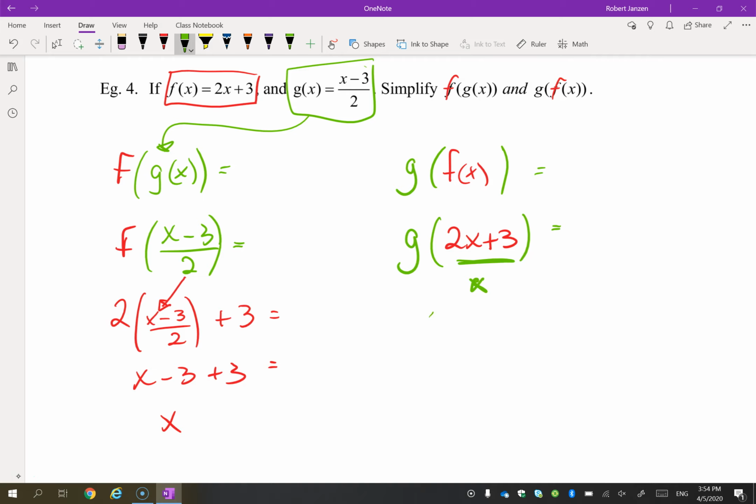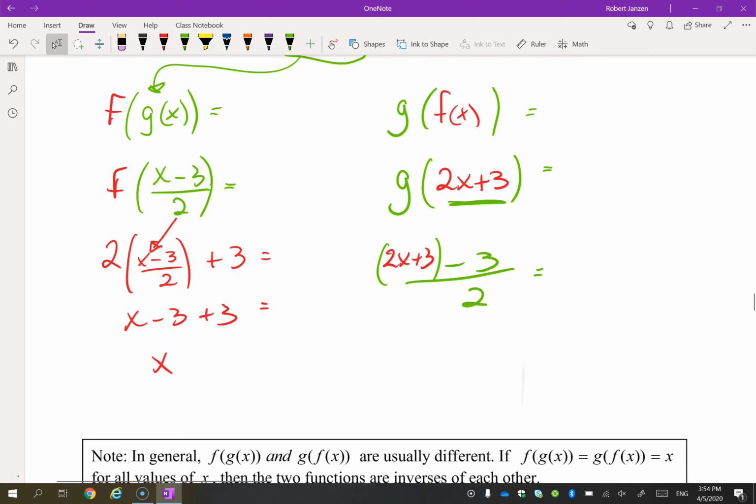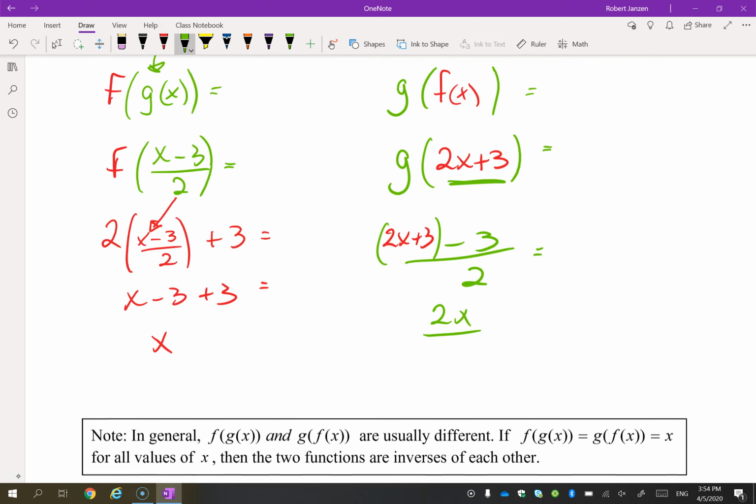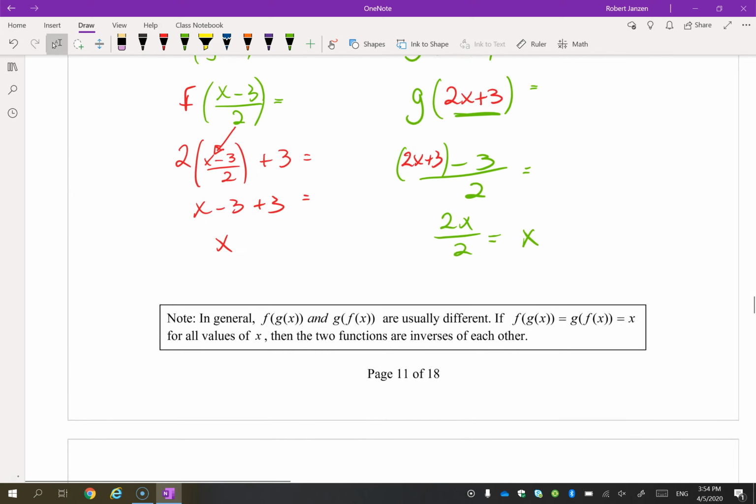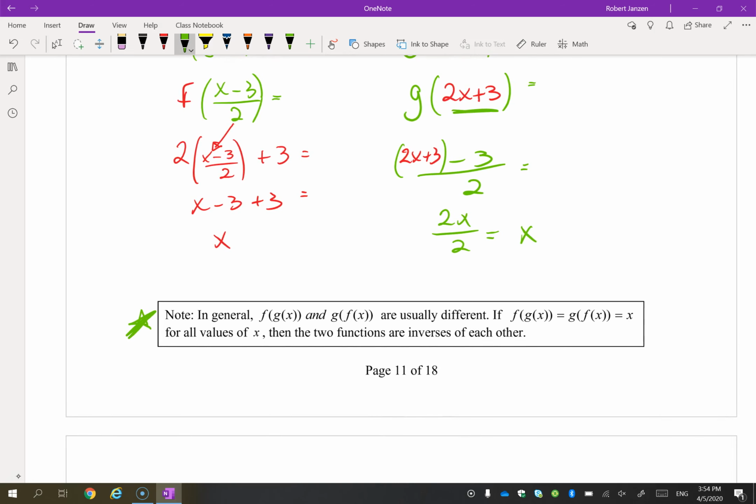So I get, well, here's the g function, but instead of x, I'm going to put in 2x plus 3. And now simplifying that, I get 2x over 2, which is x. Now that's strange. They both equal x. That's actually a special case. In general, f of g of x and g of f of x are going to be different. In other words, usually if you do this, it's different.